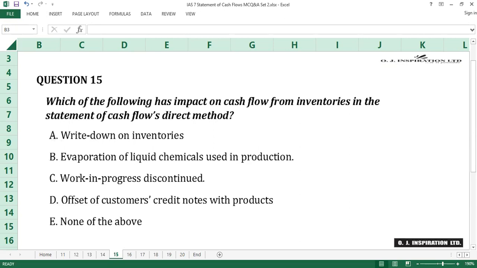Question number 15. The answer to question number 15 is E, none of the above. None of the options involves actual payment or receipt, or the inflow or outflow, of actual cash and cash equivalents. E is the answer to question number 15.